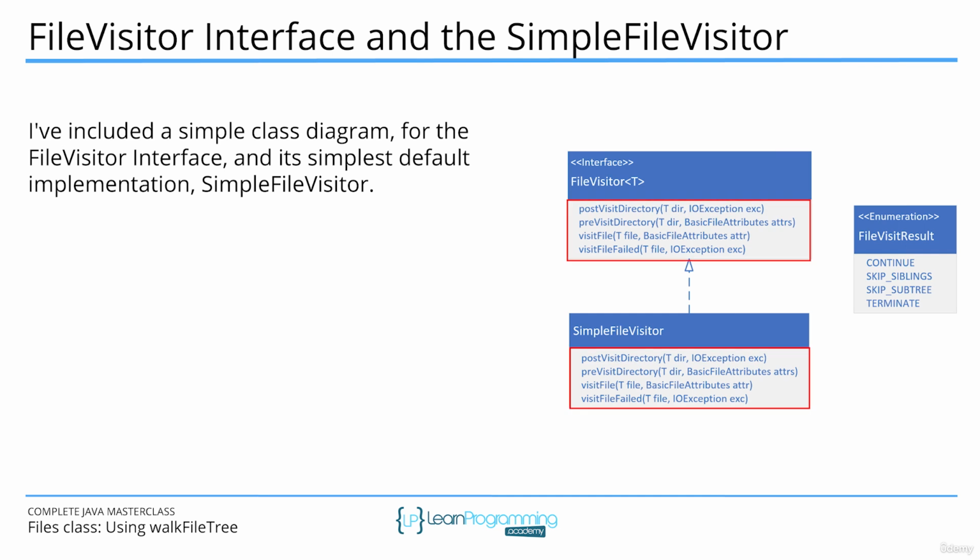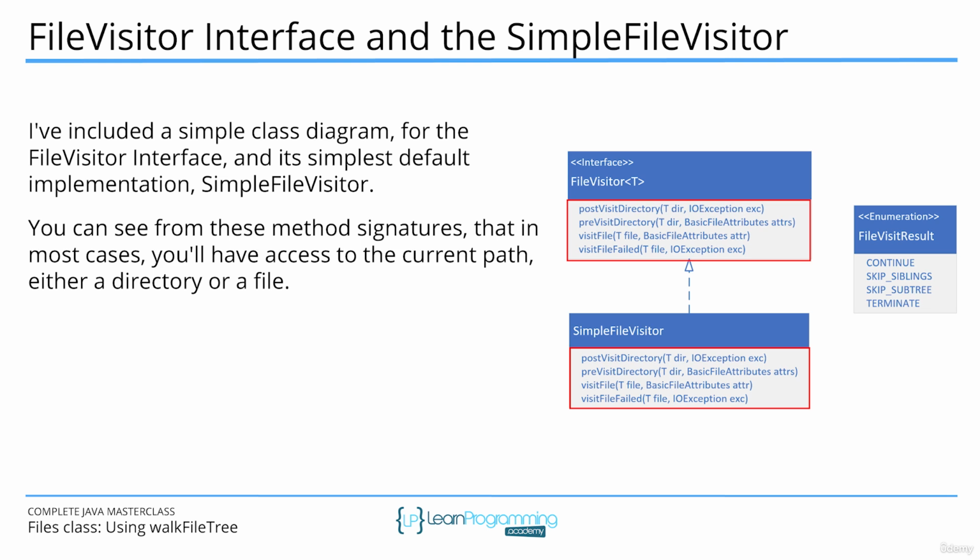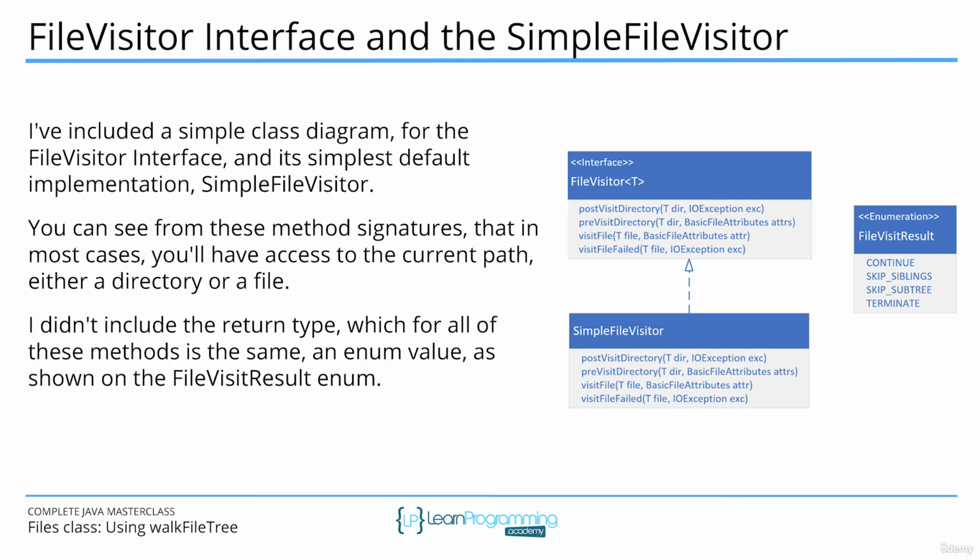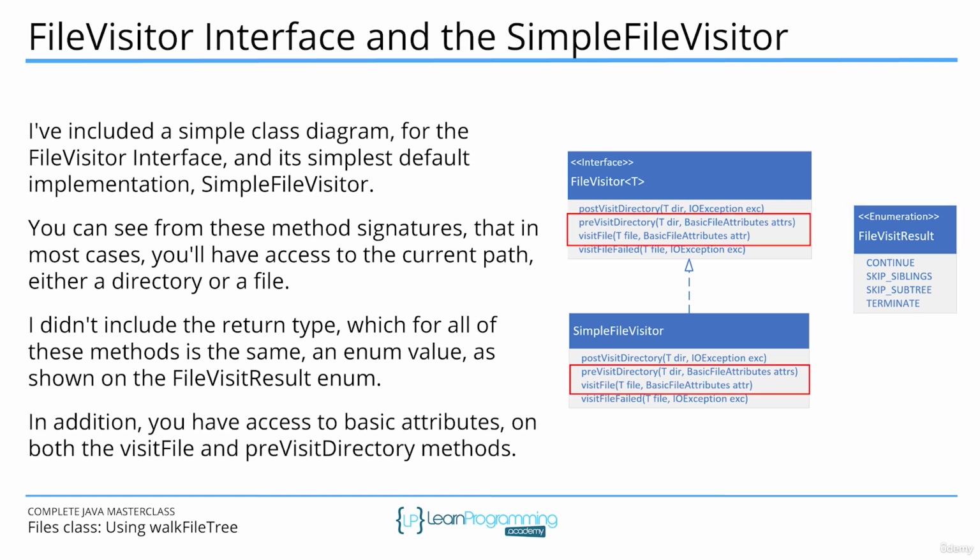When you override these methods, you'll have the method arguments as data you can work with at that point in the walk. You can see from these method signatures that in most cases you'll have access to the current path, either a directory or a file. I didn't include the return type, which for all of these methods is the same, an enum value as shown on the FileVisitResult enum. In addition, you have access to basic attributes on both the visitFile and preVisitDirectory methods. This is similar to the find method's predicate, which gave us access by one of its arguments. Okay, so with that high-level view, let's see what we can build with this method.